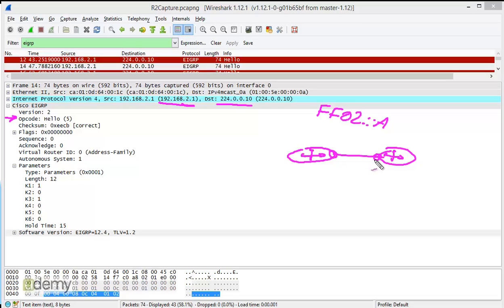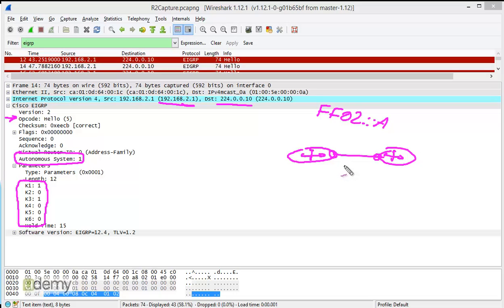The next parameter is the AS number, which you see in the hello message. Both routers must be in the same AS or autonomous system. So if you put this interface in AS1 and this one in AS2, the relationship would not form. The third parameter is the K values. The K values, which you see there, K1 to K6, must be the same in two routers. Otherwise, the neighborship relation would not form.